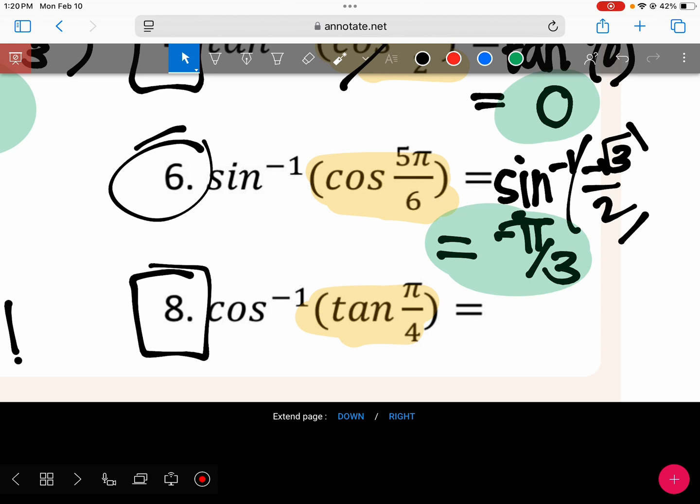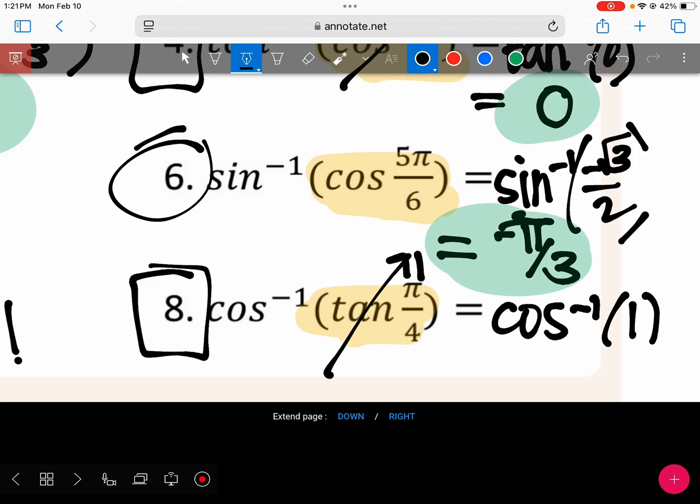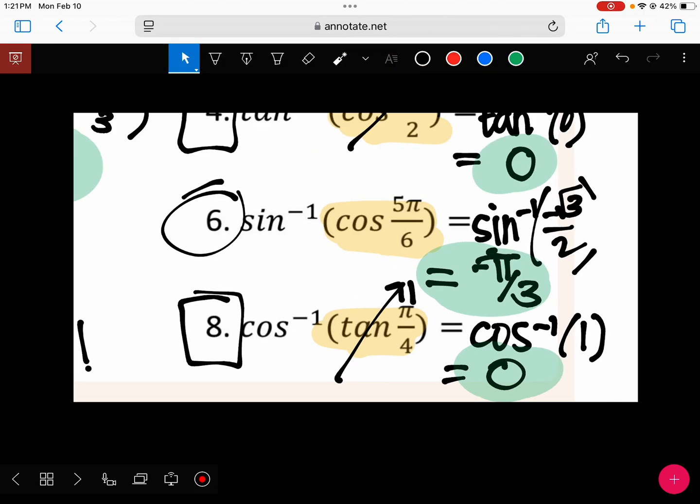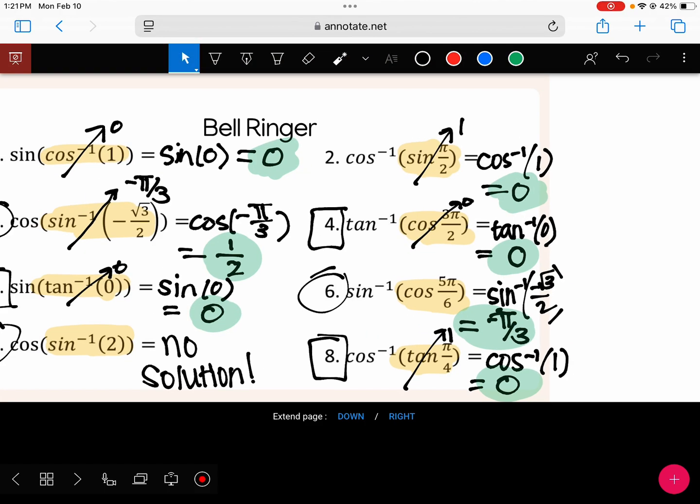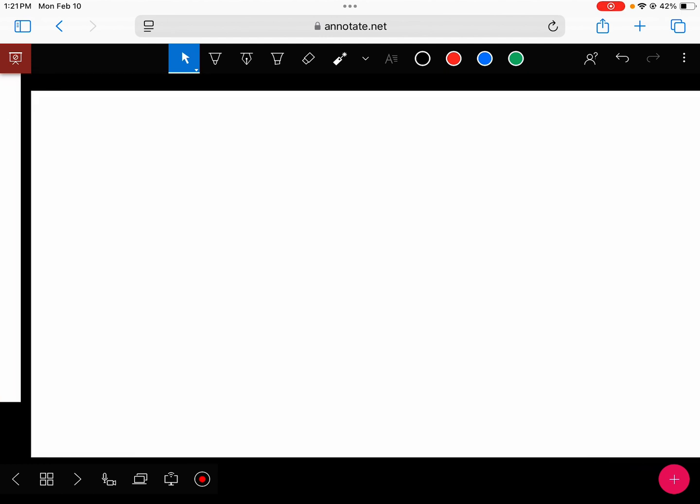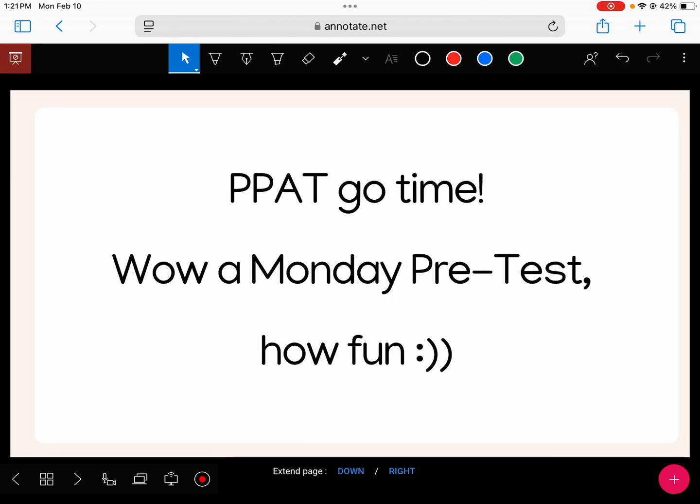Okay, Sanaya. What is the tangent of pi over 4? So at pi over 4, what is the tangent? So you replace the entire inside function with 1. Osmo. 0. It's 0! Yay! It's almost like I said all those answers would be the exact same. That's crazy. Okay, now for some real fun. It's pretest time!